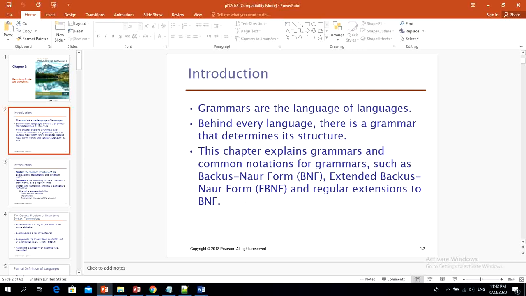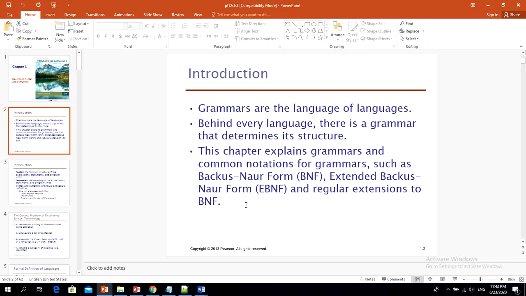In programming languages, grammars have something to do with the expressions and programming rules. So generally, grammars are the rules of the language. That means it's the rules that define the language. And behind every language, there is a grammar that determines the structure of the language.